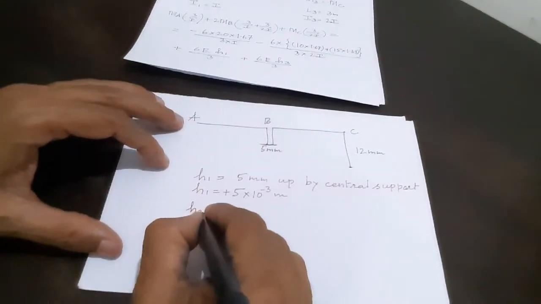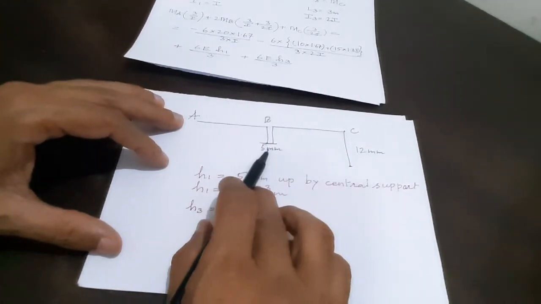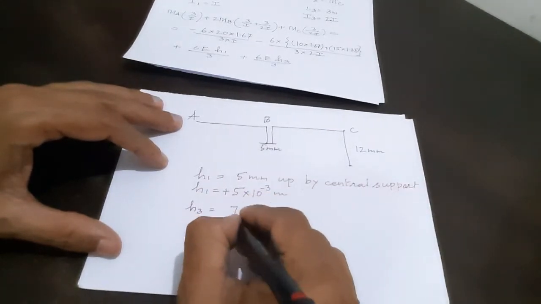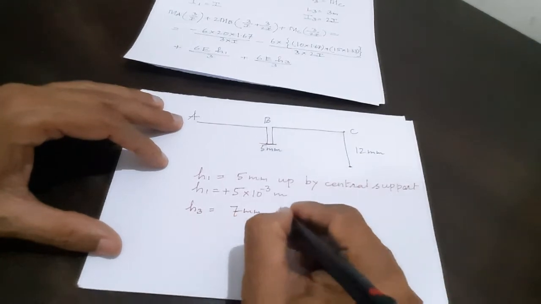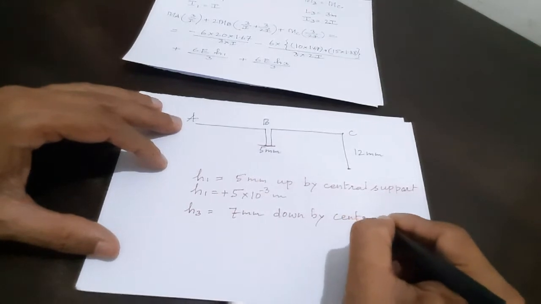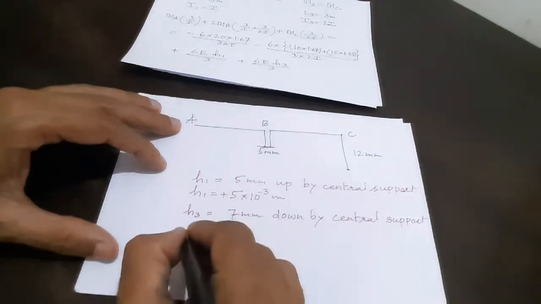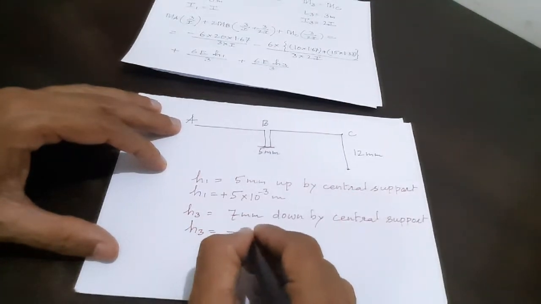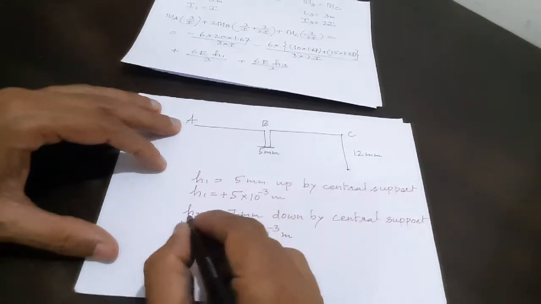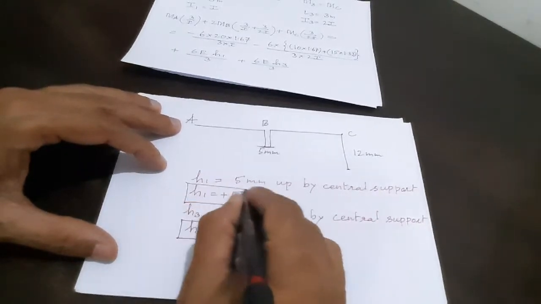Now what is H3? I will again repeat that H3 is the relative position of the right hand support with respect to the central support. At present we are applying it to AB and BC. So for C, the right hand support is 7 mm down by the central support. Everybody agree? That is why H3 is equal to minus 7 into 10 to the power minus 3 meters. So these are the values of H1 and H3.